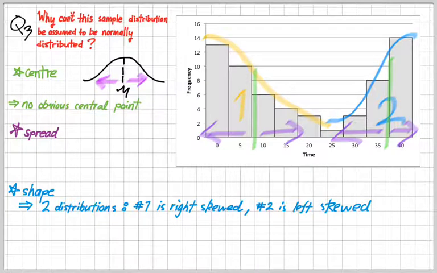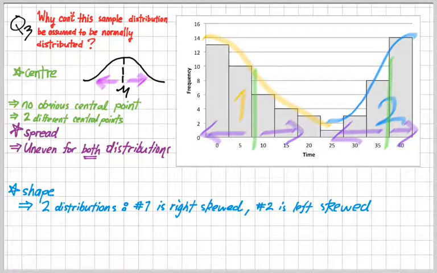And if they have two central points, then that means the data is going to be distributed around those two central points. So there's two different central points, but it's also uneven. The spread is uneven for both distributions. Now if it's uneven, then we're going to result in a skewed distribution. However, because we've got two distributions here, it's never going to be normal anyway.